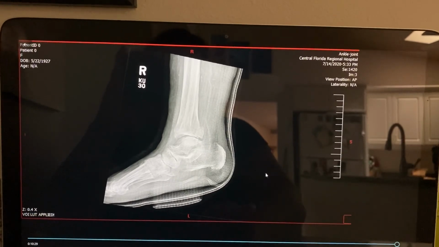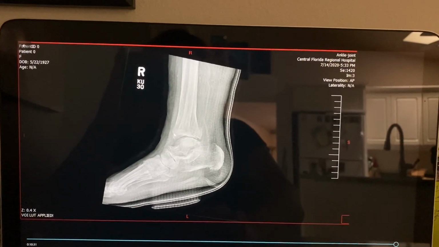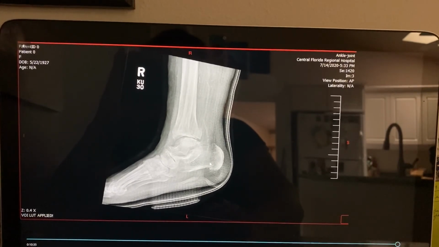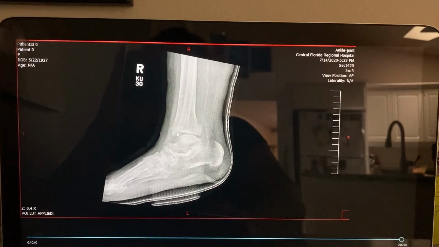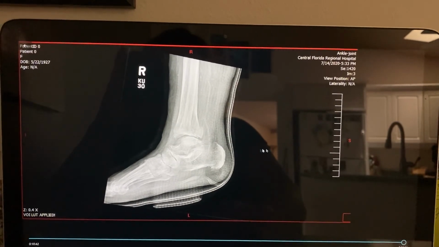Presence of the distal fibula superimposed over the distal tibia, the talus, the calcaneus in profile, and an open tibiotalar joint space show proper positioning.